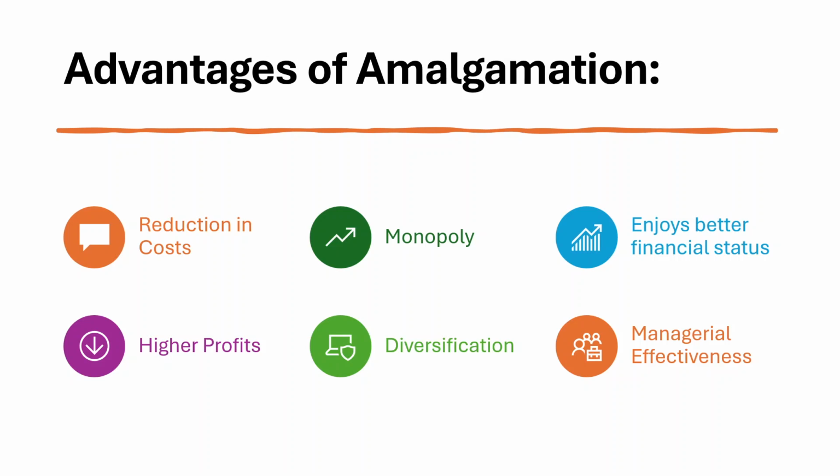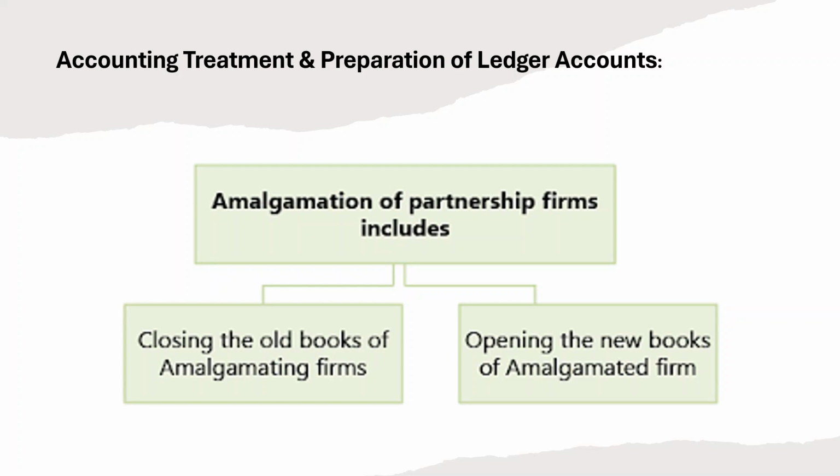Dear students, in this video, we are going to study the accounting treatment and preparation of ledger accounts while doing the amalgamation of the partnership firm. So amalgamation of the partnership firm includes, first of all, closing the old books of the amalgamating firm and thereafter opening the new books of the amalgamated firm. In short, we have to first close the books of the old firm, and afterwards we have to open the books of the newly formed firm.